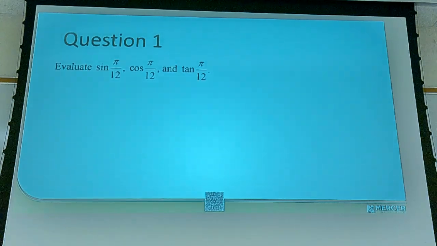We find exact values: sine pi over 12, cosine pi over 12, tangent pi over 12. There are actually two ways we can do this. Unfortunately, we don't have the half angle identity yet. So I could also use the half angle identity on this. And when we study that next week, I might revisit this.